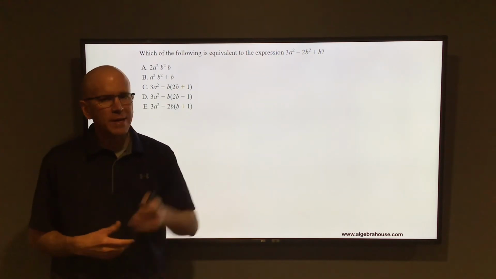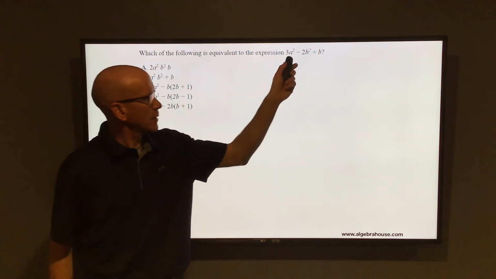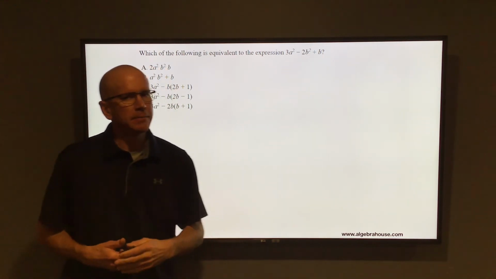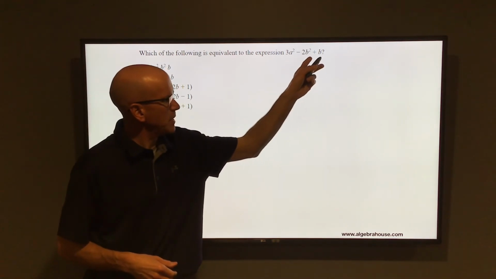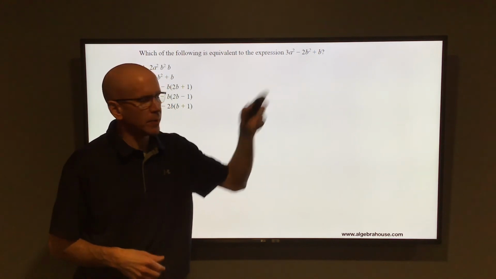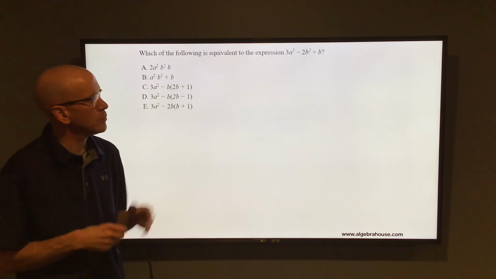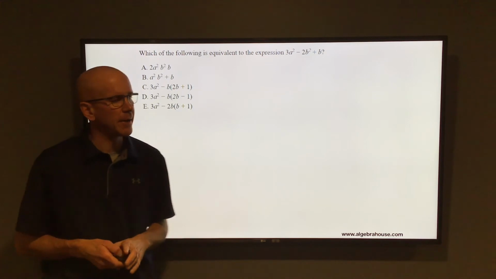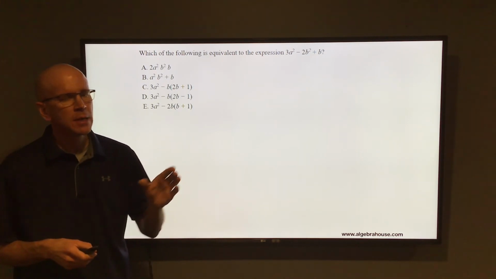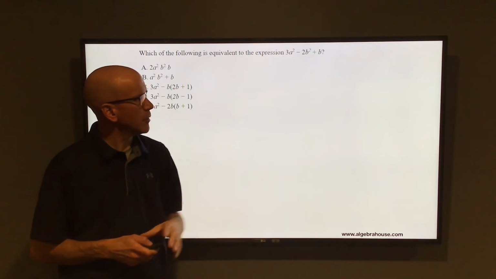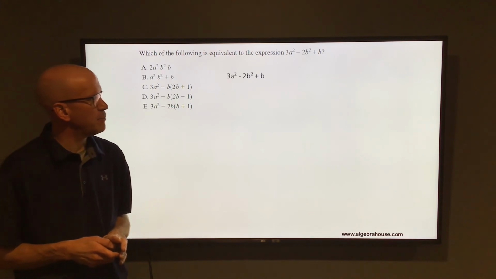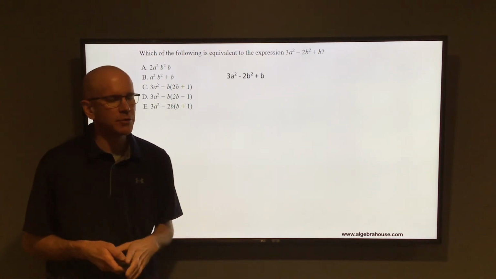There is no greatest common factor here. There is nothing that goes into all three of these evenly. These last two have a b attached to it, but the front one has an a attached to it. So there really is no greatest common factor of all three terms. But if you look at the last two terms, the negative 2b squared and the b, there is a common factor there that you could factor out.